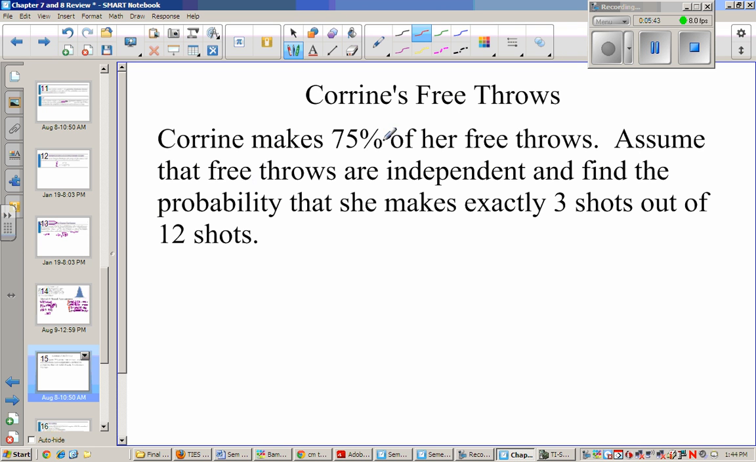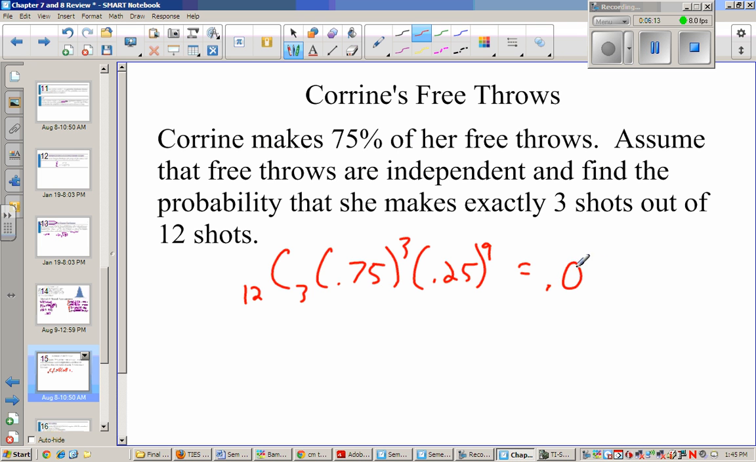So if Karine makes 75% of her free throw shots, assume that each throw is independent, find the probability that she makes exactly 3 out of the 12 shots. Well, we have 12 choose 3. She makes 3 shots. That means she doesn't make 9 shots. You plug that into your calculator, or you can do binomial pdf of 12, comma, 0.75, comma 3, and you'll see that this is a very small probability.